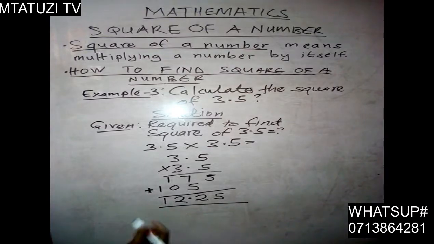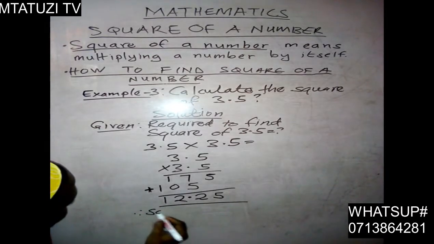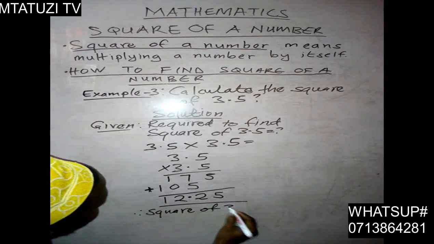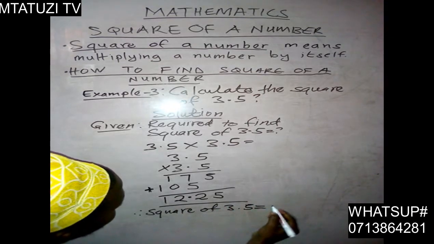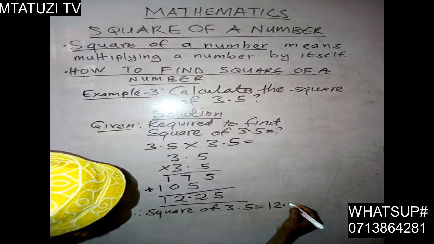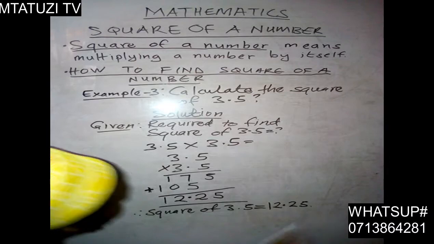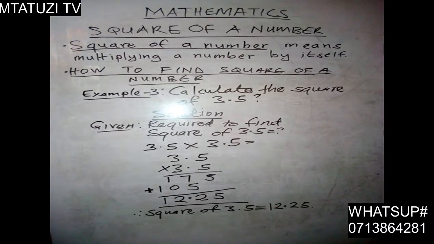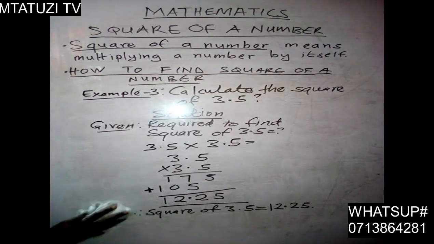So therefore, the square of 3.5 is equal to 12.25. I think I've already finished. Now is the time for you to do homework.